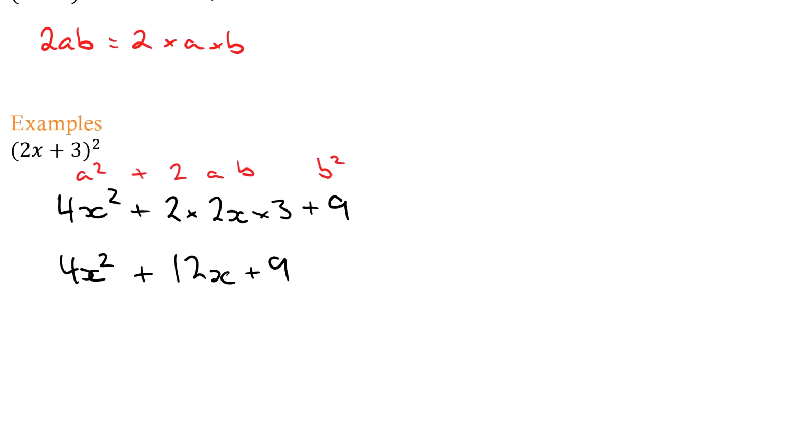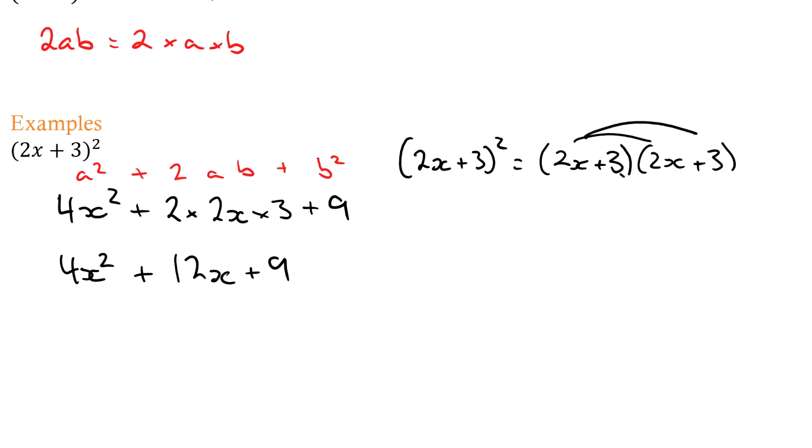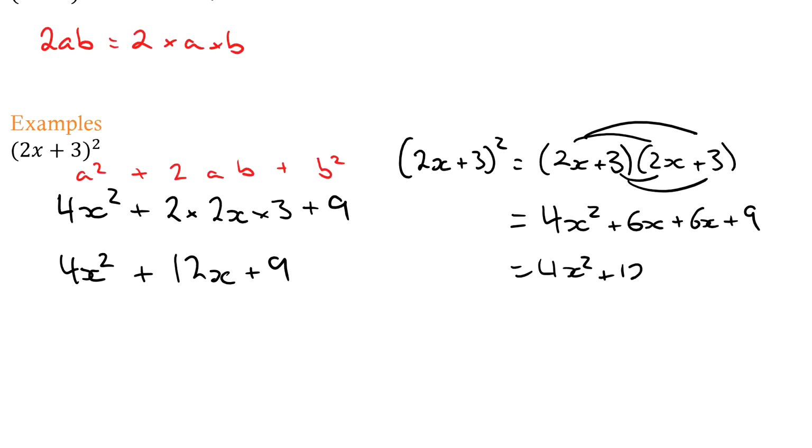But again, if you wanted to do this using crab claws, if we had 2x plus 3 squared, that's the same as having 2x plus 3 times 2x plus 3. So with your crab claws, you end up with 4x squared plus 6x plus 6x plus 9. So we end up with 4x squared plus 12x plus 9. The same answer.